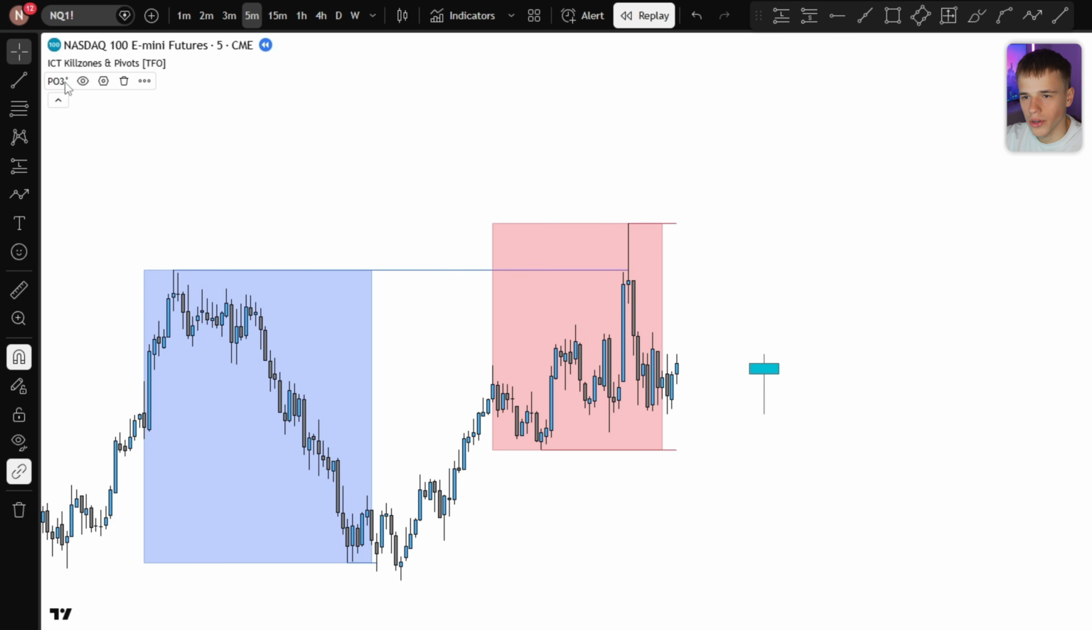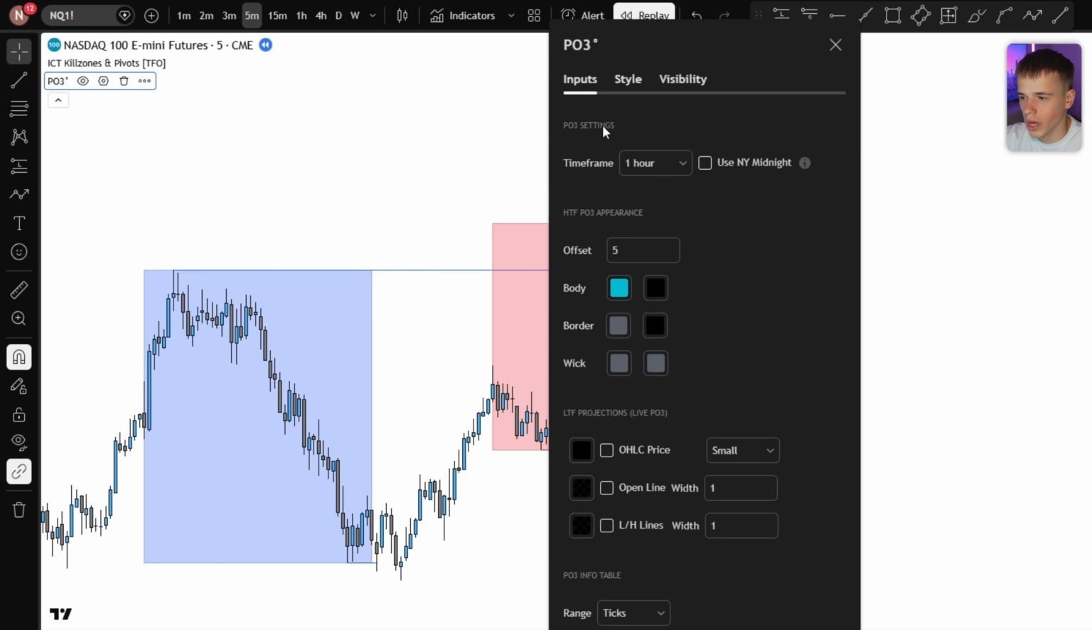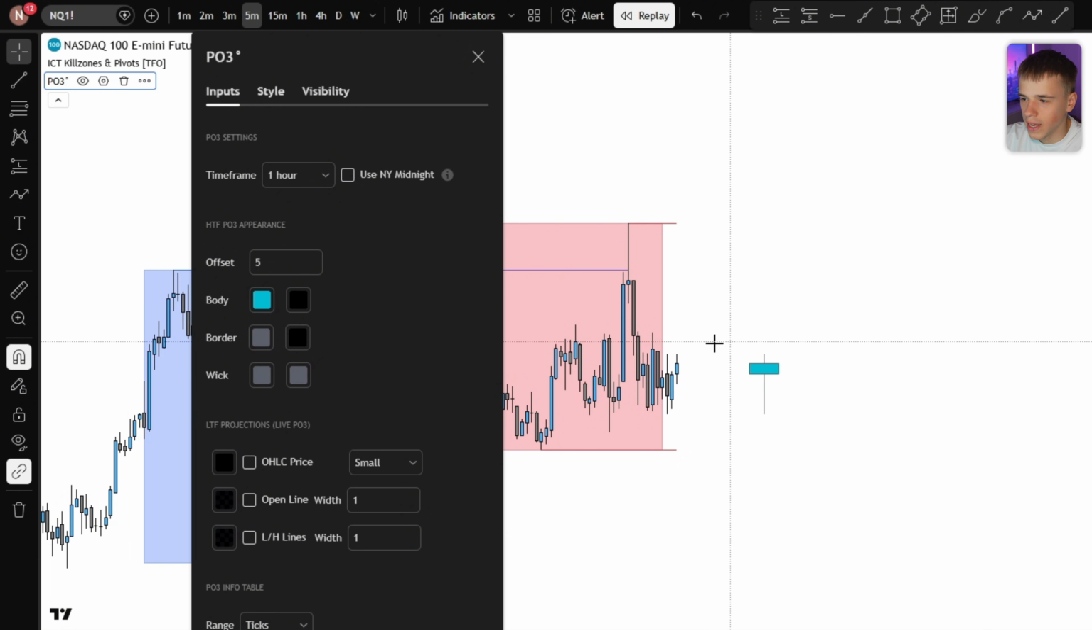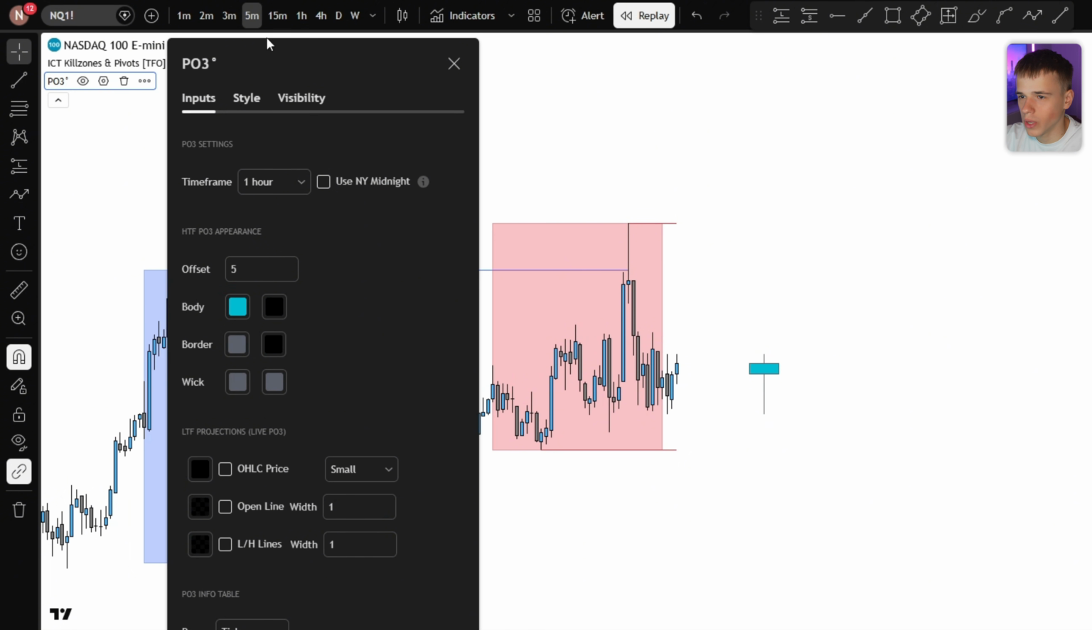And the next indicator is going to be the higher time frame power of 3 indicator. So what is that indicator going to do for us? It is going to show the 1 hour candle on the lower time frame. So while we are at the 5 minute, 1 minute, 2 minute, whatever time frame, we are always going to see how the 1 hour time frame is looking.